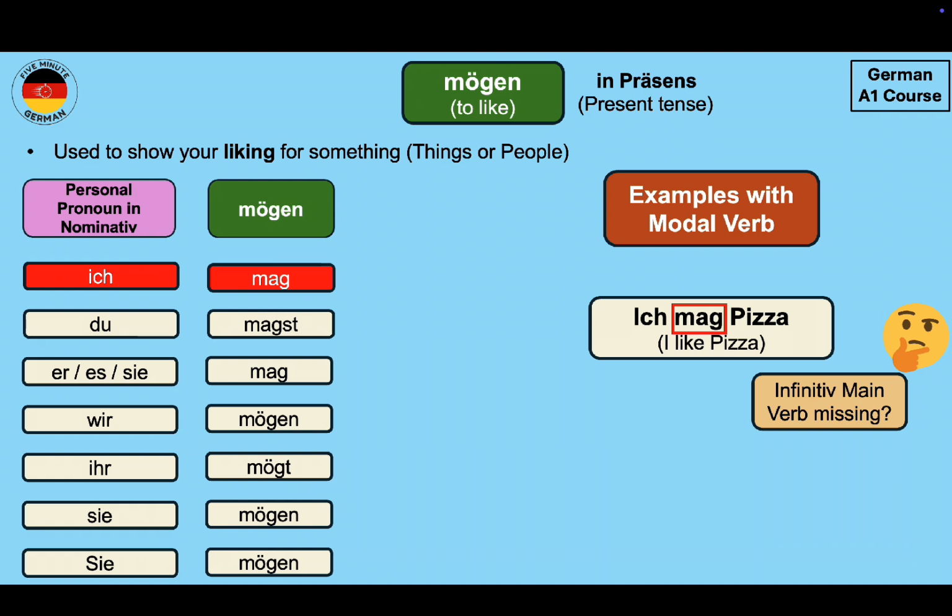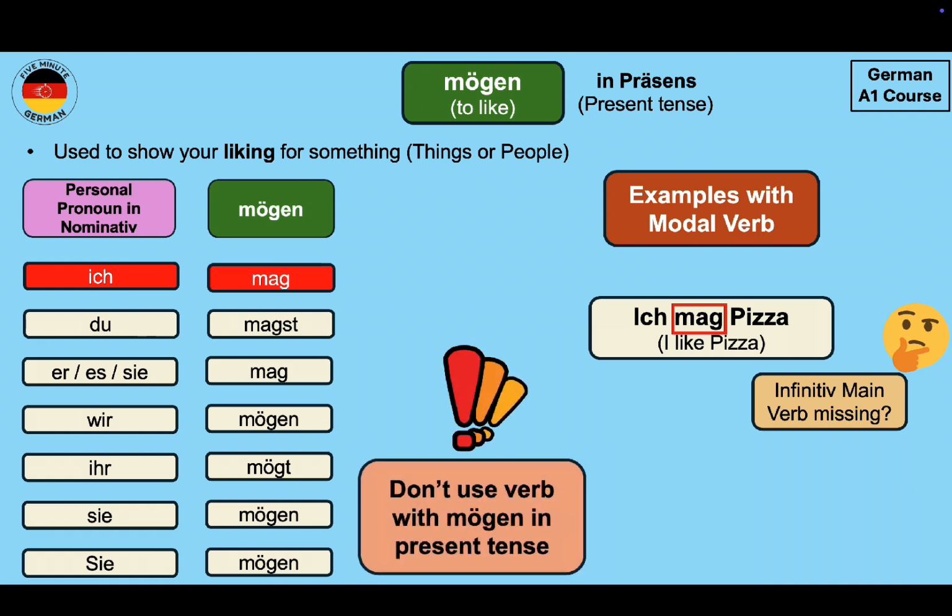So in case of mögen, you must remember that we do not use the verb when we use the modal verb mögen in present tense. As I said, this is used only with things or people, and in the sentence mag is both the modal verb and the main verb. So we don't need any extra verb at the end of the sentence.